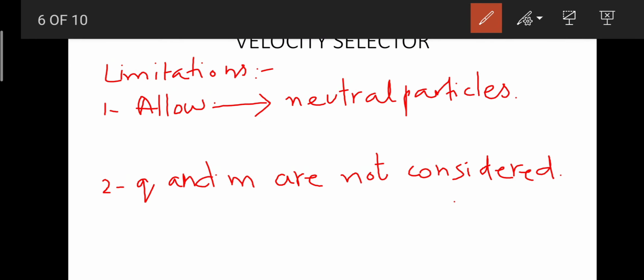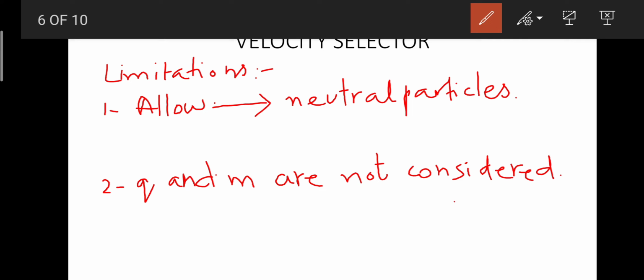So the first limitation of this velocity selector, since it is a device or an instrument, so it must have some limitations. The first limitation is it allows all the neutral particles. Why? Because in this condition E is equal to B, so when both are balanced, all the electrons will move towards the straight path. And neutral particles are not influenced by the electromagnetic field, so they will again show the straight path.